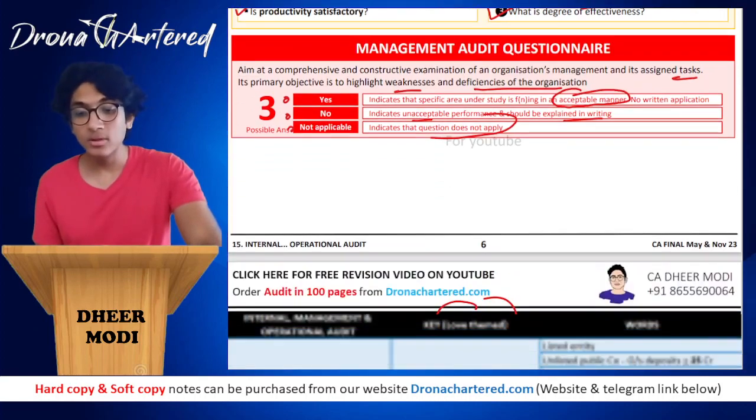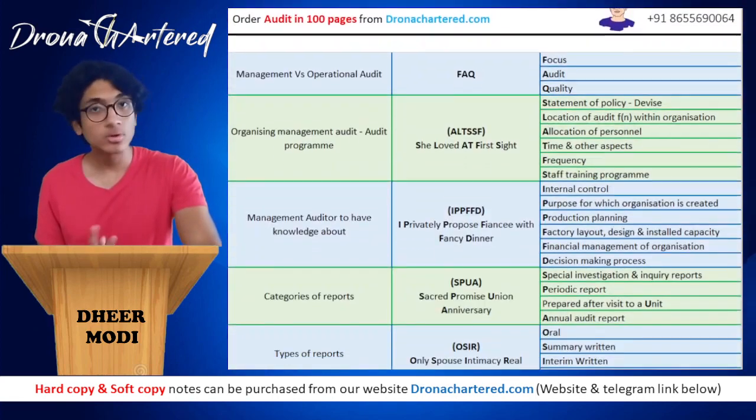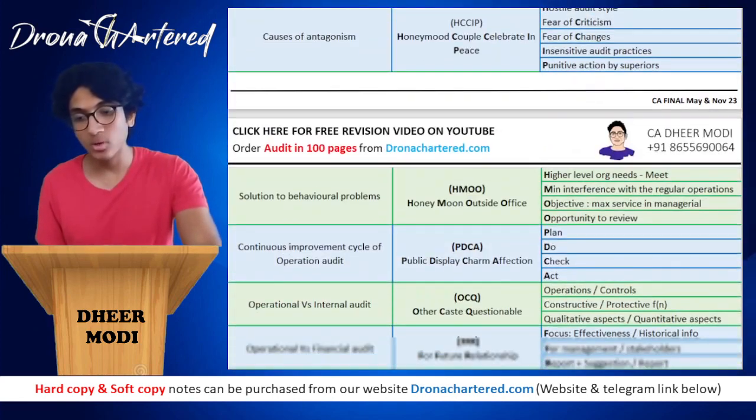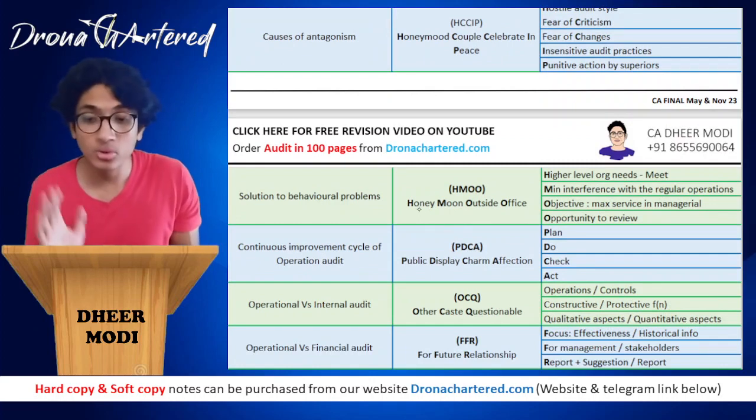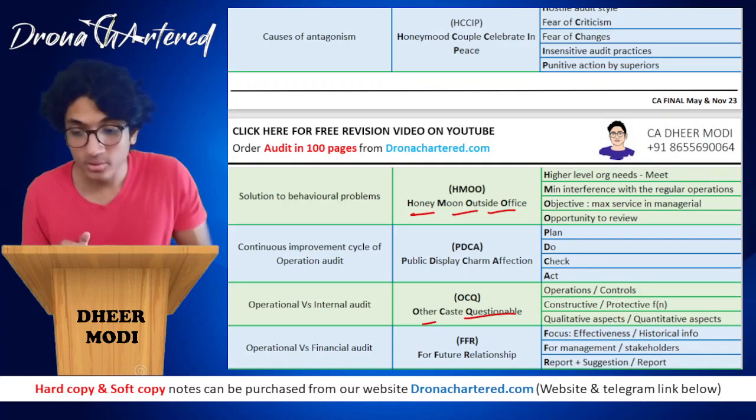Okay, so this is your keys. These are your keys for this chapter. Okay, so you will get this. Don't worry. All of these are related to your love. For example, honeymoon outside office, other caste questionable.